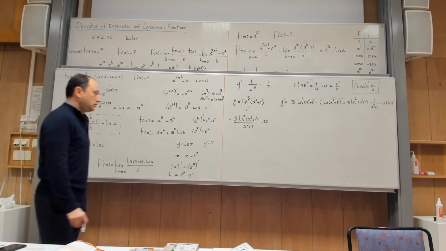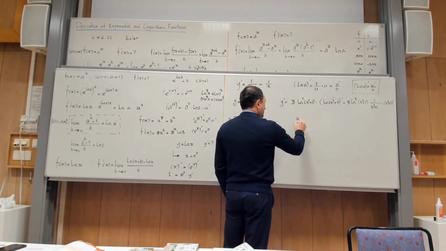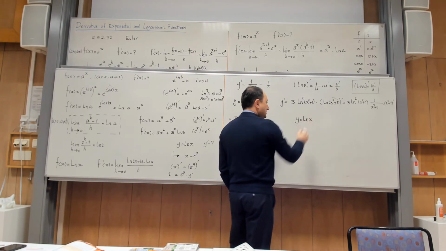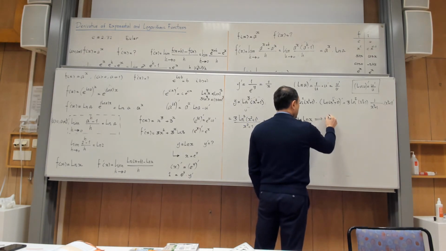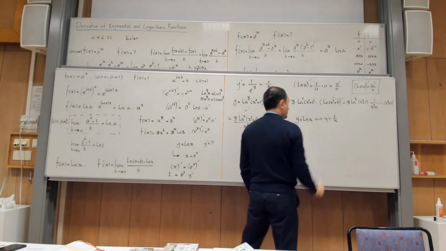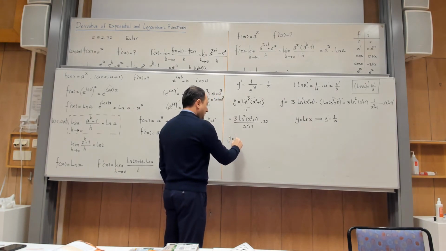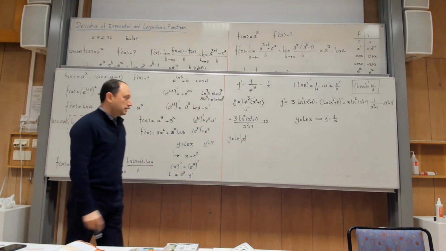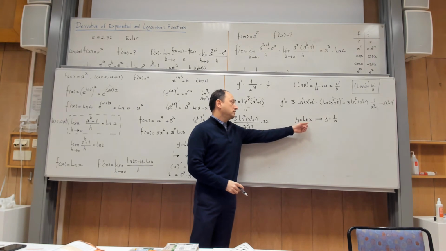But let me also write another formula here. The bad point about this formula is that this is only valid if x is positive. Otherwise, ln is not defined. So we learned that the derivative of this function is simply 1 over x. But this is a better formula if I put absolute value here.